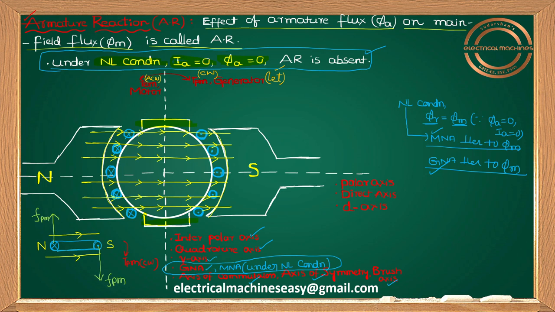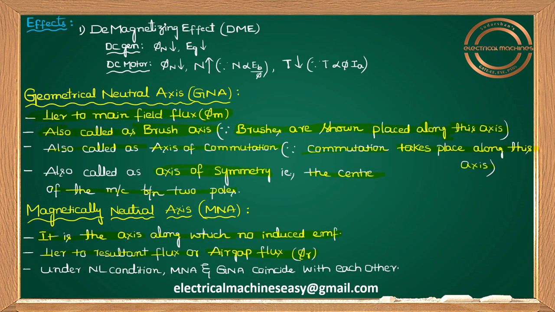But as of now, remember, under no load condition, your MNA and GNA will be coincident with each other, because we know GNA will be perpendicular to pi m, and MNA will be perpendicular to pi r, and pi r equal to pi m under no load condition. That only I had given here. Under no load condition, MNA and GNA coincide with each other. This statement is valid only under no load condition, guys. Because under no load, your pi r equal to pi m. That's the reason why MNA and GNA will coincide with each other.